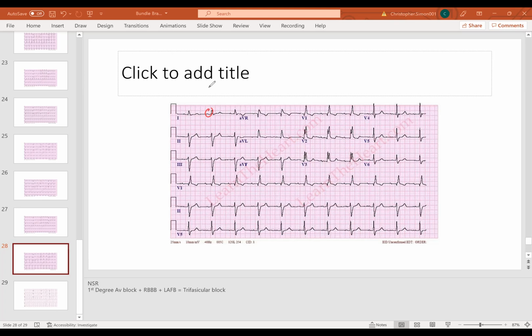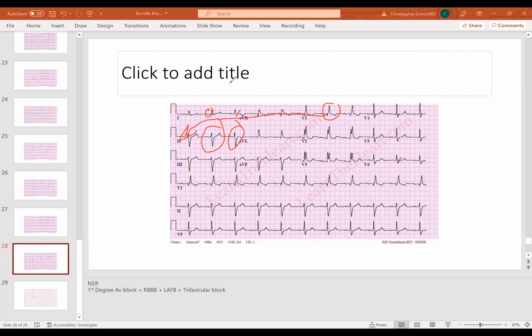We have a right bundle branch block because we have a positive deflection in V1, slurred S waves in 1 and V6. And then because we have right bundle branch block, we go to lead 2. We see what's going on over lead 2. We're like, yo, lead 2, what's up, man? Lead 2 is like, oh, man, it's got a negative deflection going on over here. So that means we have a left anterior fascicular block.